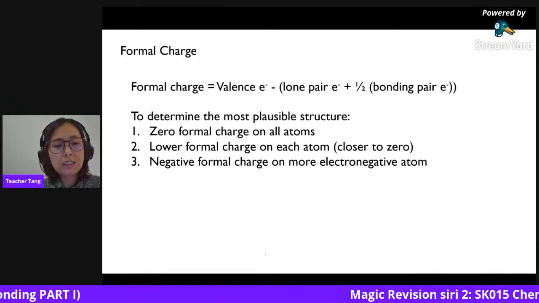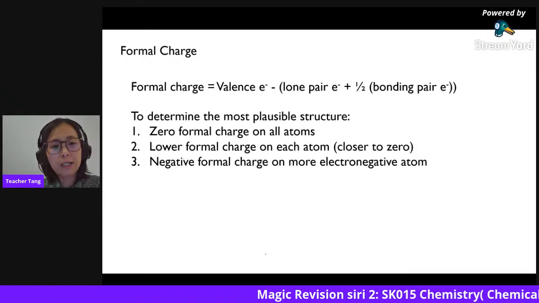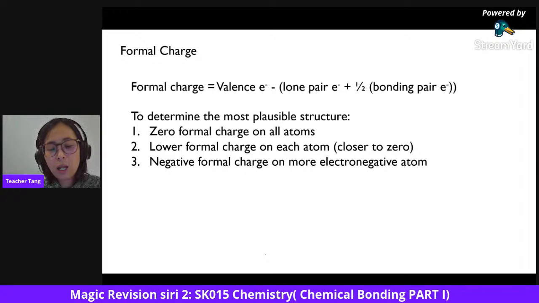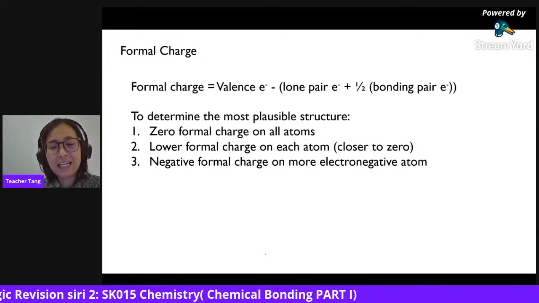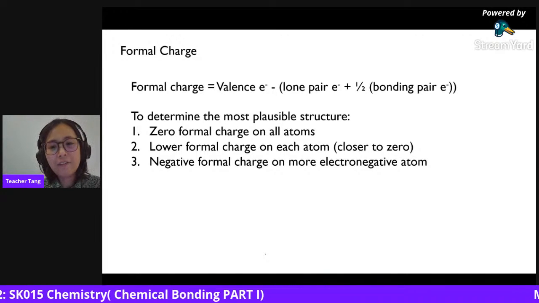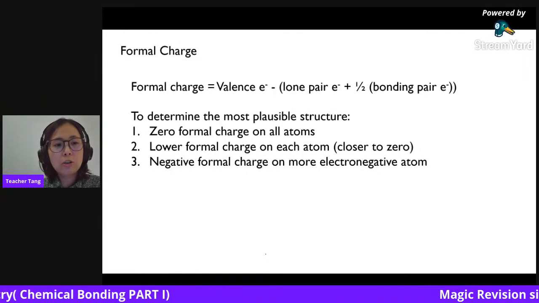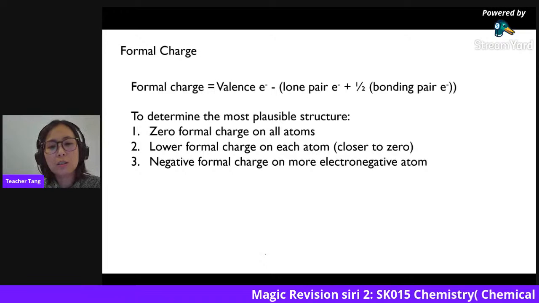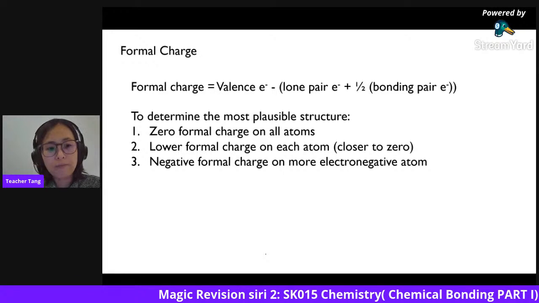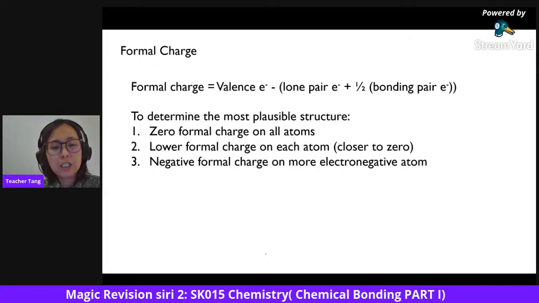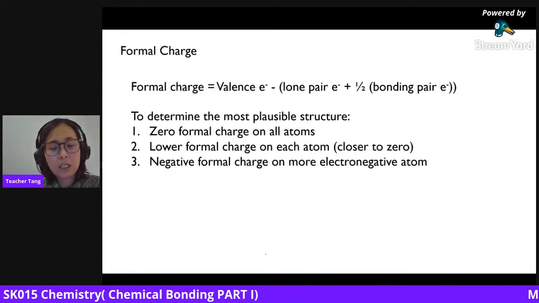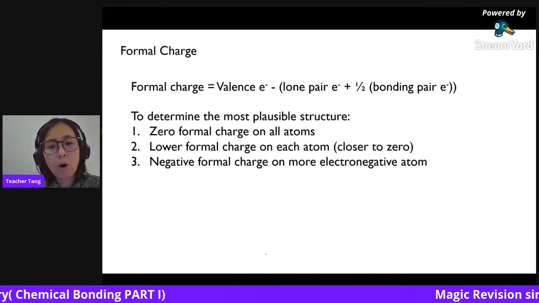So this is the formula to calculate formal charge. Formal charge equals the valence electron minus the sum of the lone pair electrons with half the bonding pair's electrons. From the formal charge, usually we want to determine which one is the most plausible Lewis structure. So the first priority is for neutral molecules. The first priority is having 0 formal charge on all the atoms.